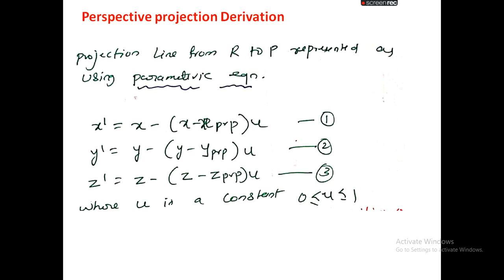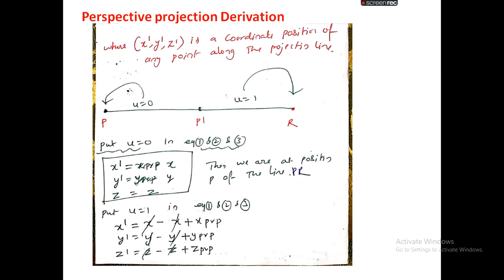So when we are using some constant u, its value should range from 0 to 1. Means your u value in the parametric equation should be greater than or equal to 0, and its value should be less than or equal to 1. Then we will get the two ends.